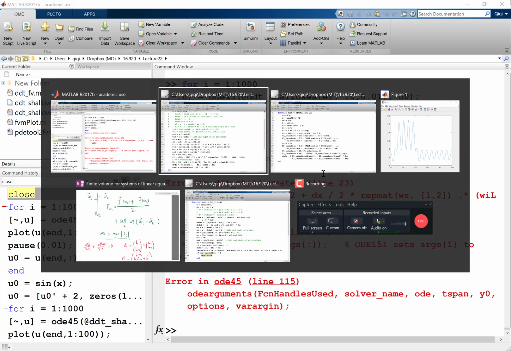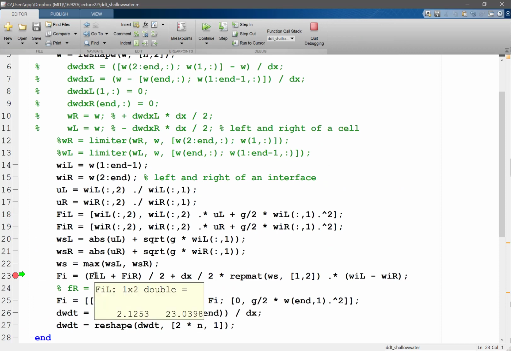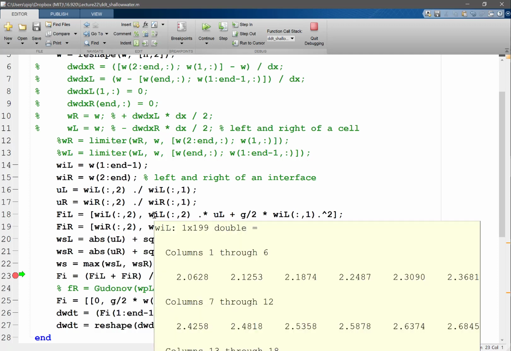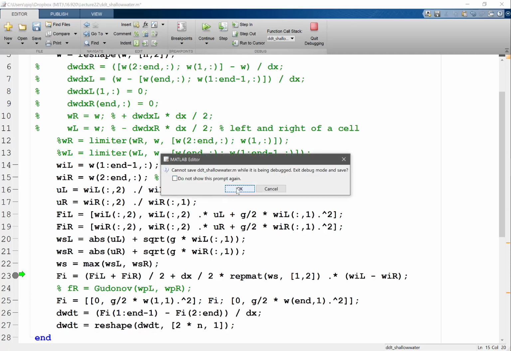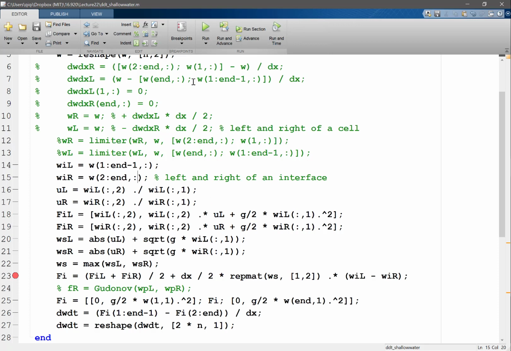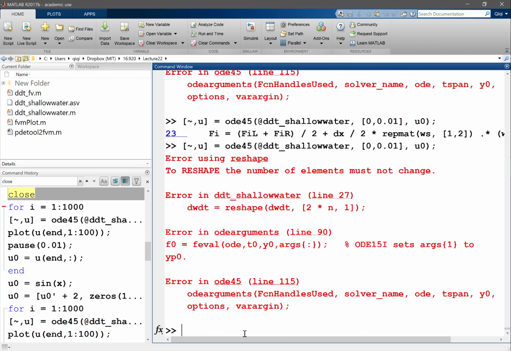Which dimension wouldn't agree? Okay, so let me make a breakpoint and run this. FIL is what? 1 by 2? Oh, UL. Oh, I need this. That's one of the mistakes. So let's run it again to make sure there are no other errors.